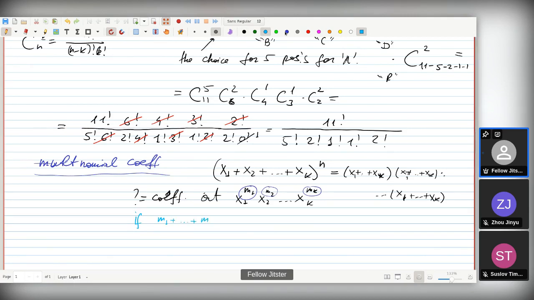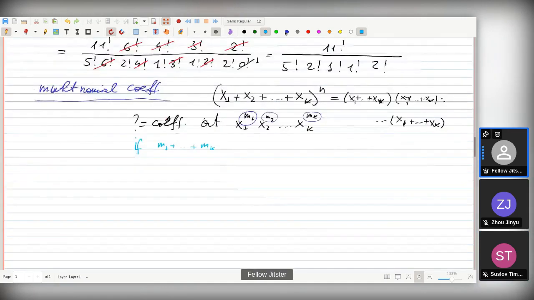Isn't it obvious? No, I have some problems with understanding. Okay, let us consider an example. K equals 3, N equals, say, 3. (x + y + z) to the power 3.